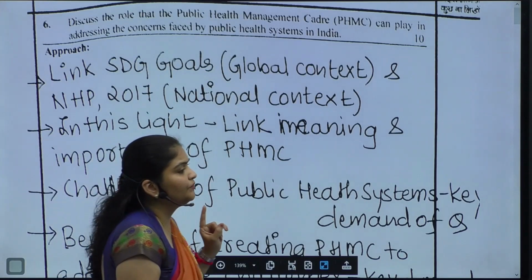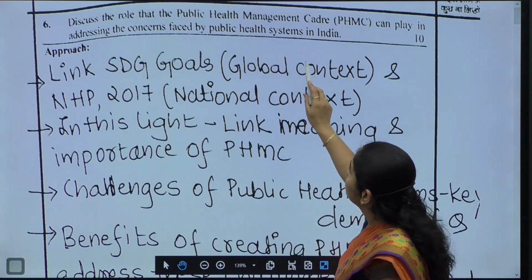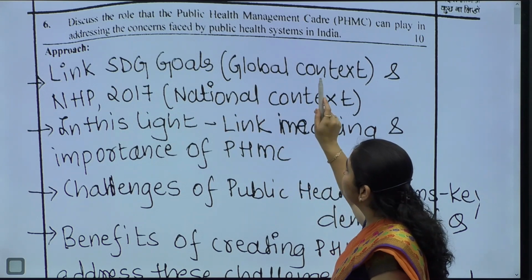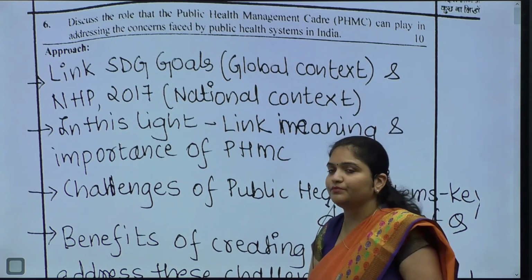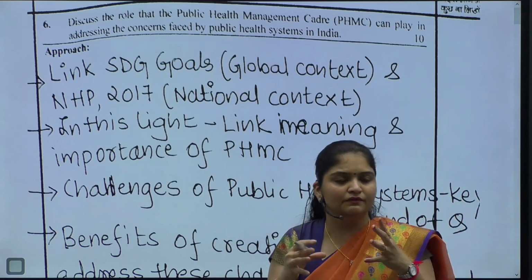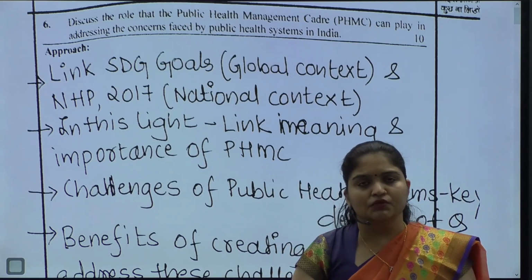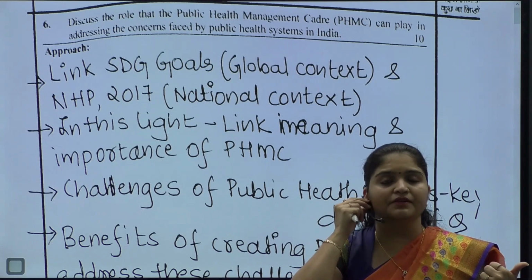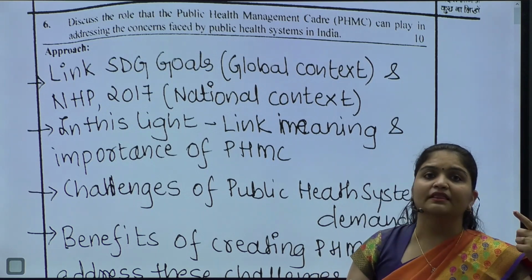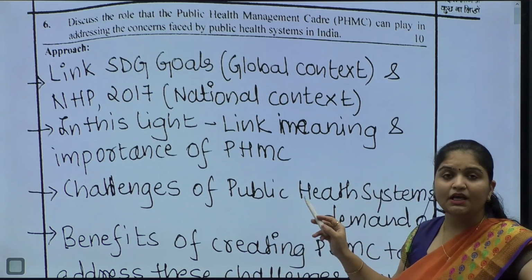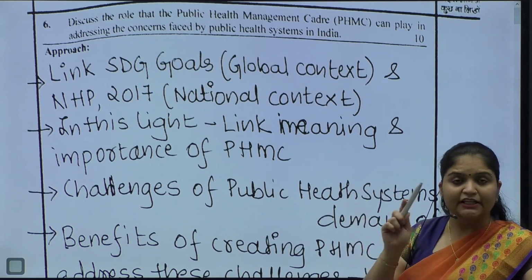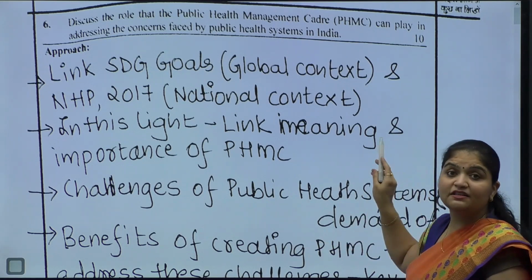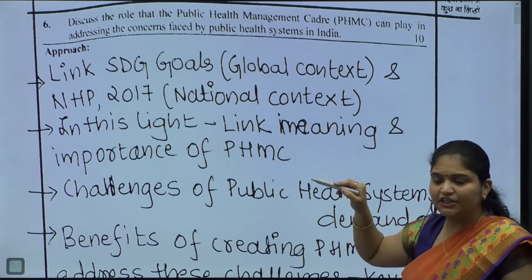Now the question is, discuss the role that the public health management cadre can play in addressing concerns faced by the public health system. So what is the grand strategy of the government? We talk of Sustainable Development Goals and the National Health Policy first in this question, okay? And then we will talk of what a PHMC is, how it will solve the health problems that exist in India. So the structure should first link the grand strategy, SDG goals and NHP, all right?